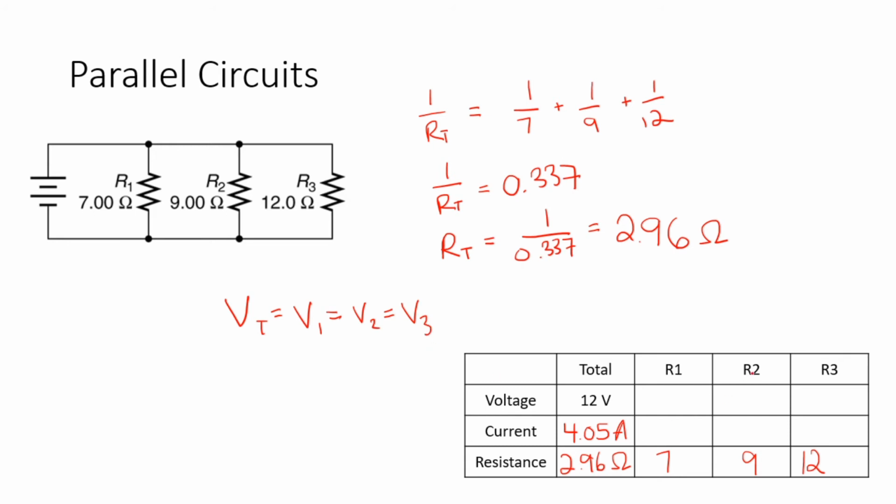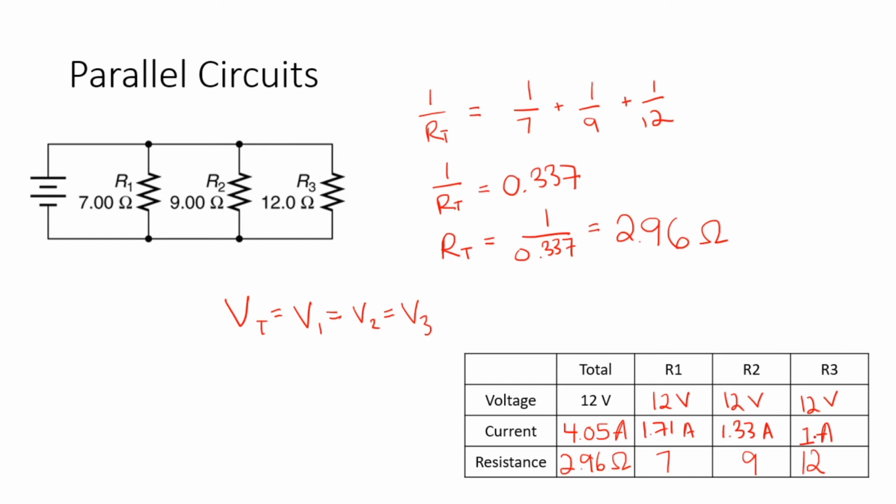So here, because I don't have anything other than this one parallel branch, I know that I'm going to drop 12 volts here, I'm going to drop 12 volts here, and I'm going to drop 12 volts here. And then I just have to do the math. 12 divided by 7, 1.71 amps. 12 divided by 9, 1.33 amps. And 12 divided by 12, 1 amp.